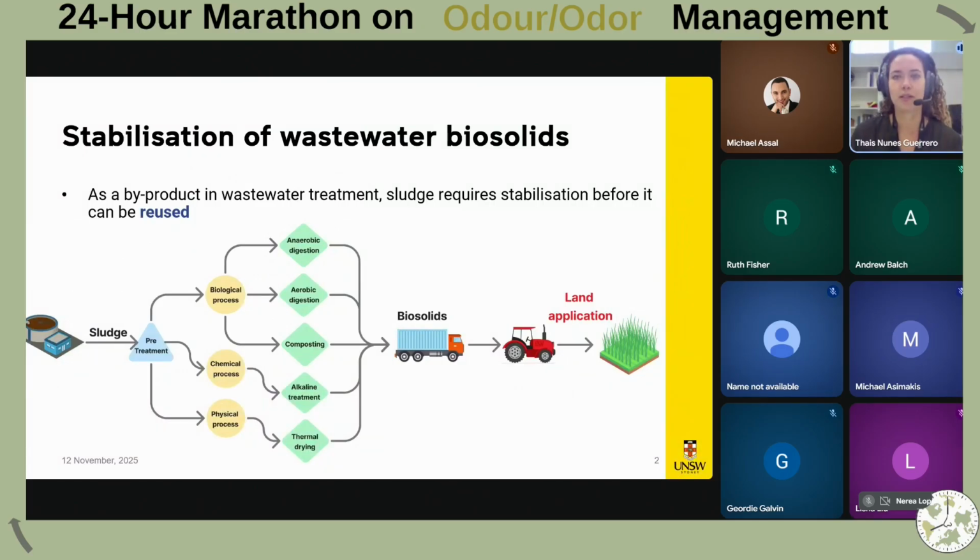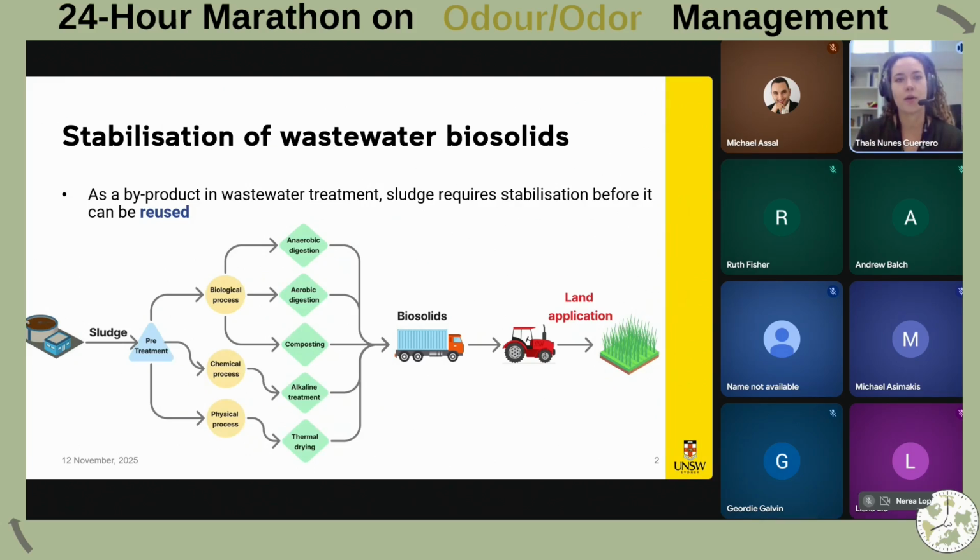So when we talk about biosolids and biosolids management, sludge is a byproduct from wastewater treatment. And before it can be reused, we have a number of steps to make it safe and in particular odorless, which sometimes are not great, but we can have some sort of pre-treatment, which you might have heard of, thermohydrolysis, and then biological, chemical, or physical processes. I have a few examples there, such as anaerobic or aerobic digestion, composting, alkaline treatment, and thermodrying. And then this product is now called biosolids, and it can be reused, for example, in land application.